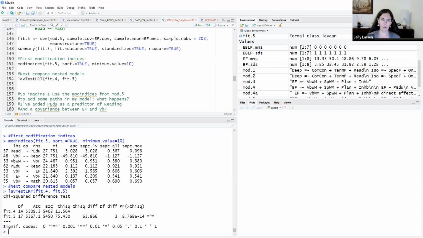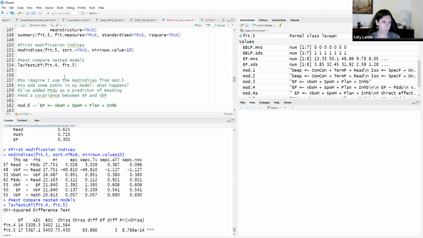I do that quite a lot in latent growth models, attempting to demonstrate which model is the best fit to a longitudinal trajectory. And I'll show you that at the very end.